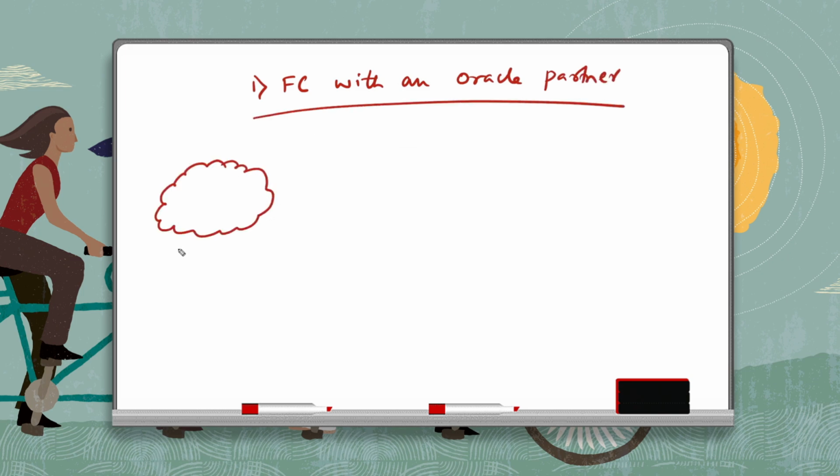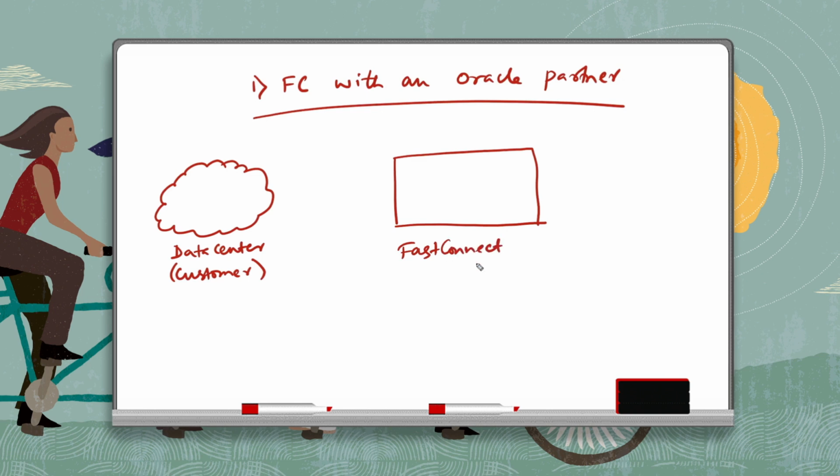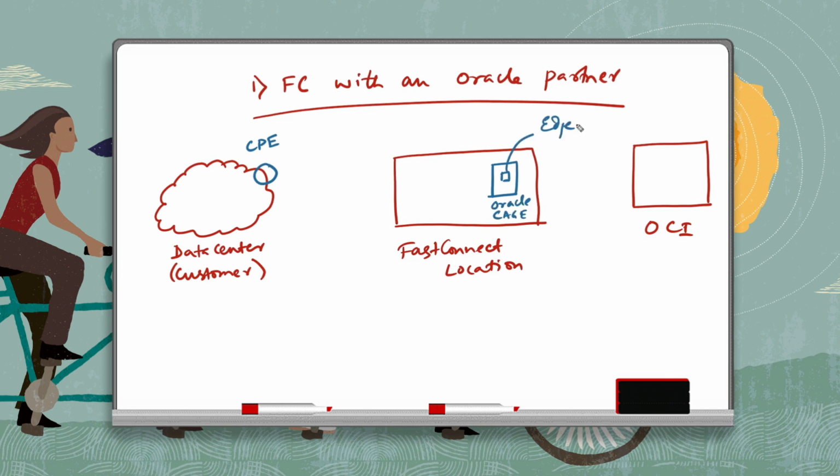So I am drawing a data center here. So this is the customer data center. This is the Fast Connect location. And this is OCI. There is a customer premises equipment on the data center side. And inside the Fast Connect location, this is basically the edge, or you can call it the Oracle cage. Inside the cage, this is the edge. So this is the Oracle Fast Connect edge.